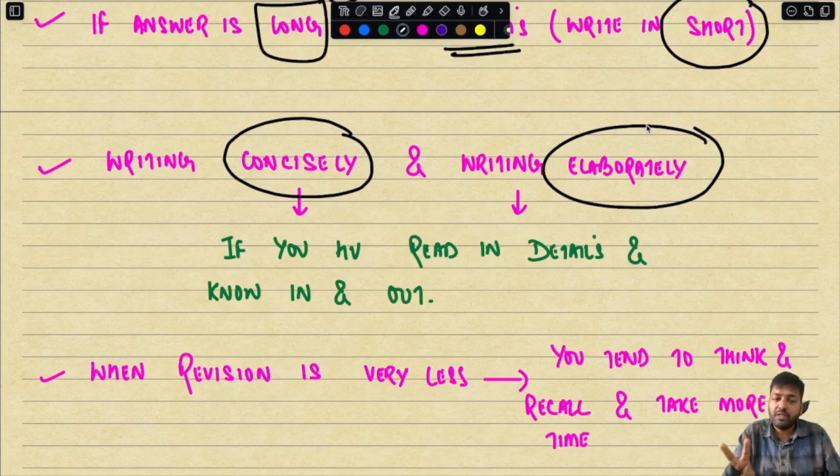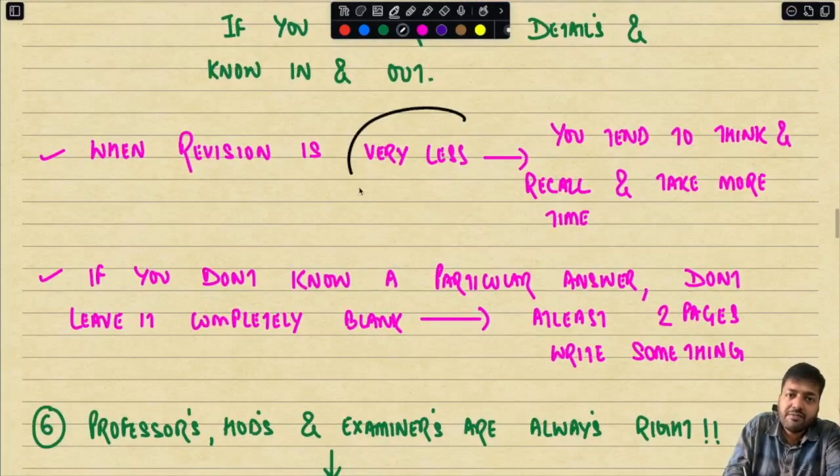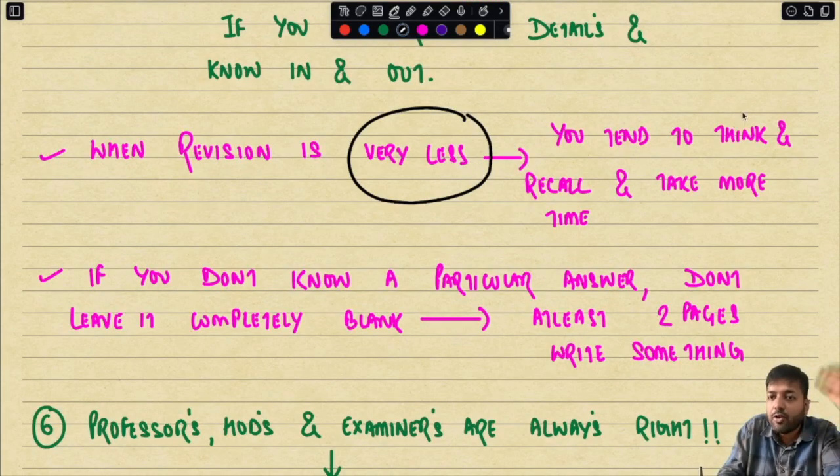So the problem that I am very slow, I am not able to do it, comes from 2 things. One, the habit of writing is not there. Second, the revision is not there. When the revision itself is very less, you tend to think and recall and take more time, and that leads to mismanagement of time in the exam.